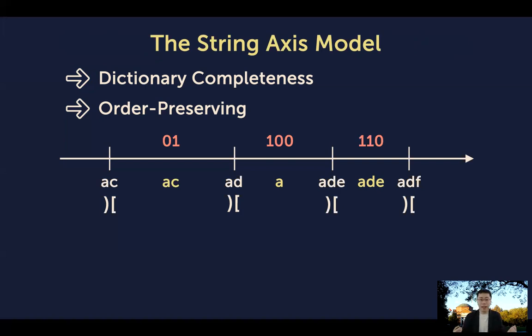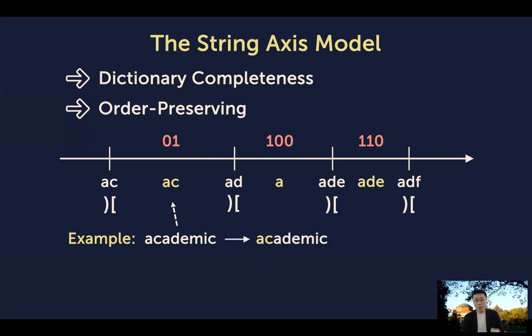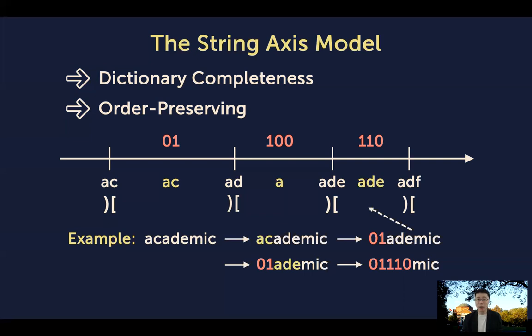And now we can use this divided string axis to encode arbitrary keys. For example, suppose we want to encode the word academic. First, we locate the word on the string axis, and we find that academic falls into the first interval here. What we do next is to replace the interval symbol AC in academic with the corresponding code 01. Then we move on to the remaining suffix ademic. Now ademic belongs to the third interval here, so we replace the symbol ADE with code 110. And this process continues until we reach the end of the string. And you can refer to my thesis to see why this compression model is both dictionary complete and order-preserving.